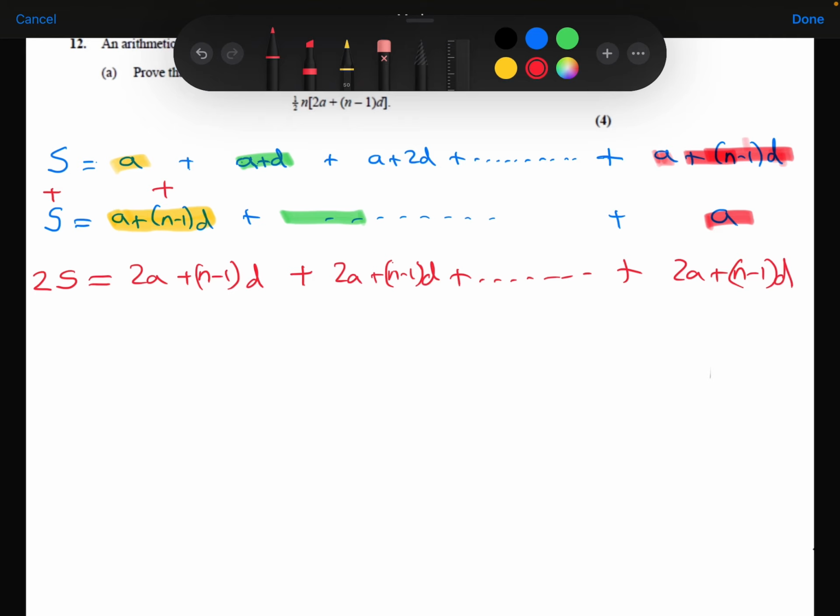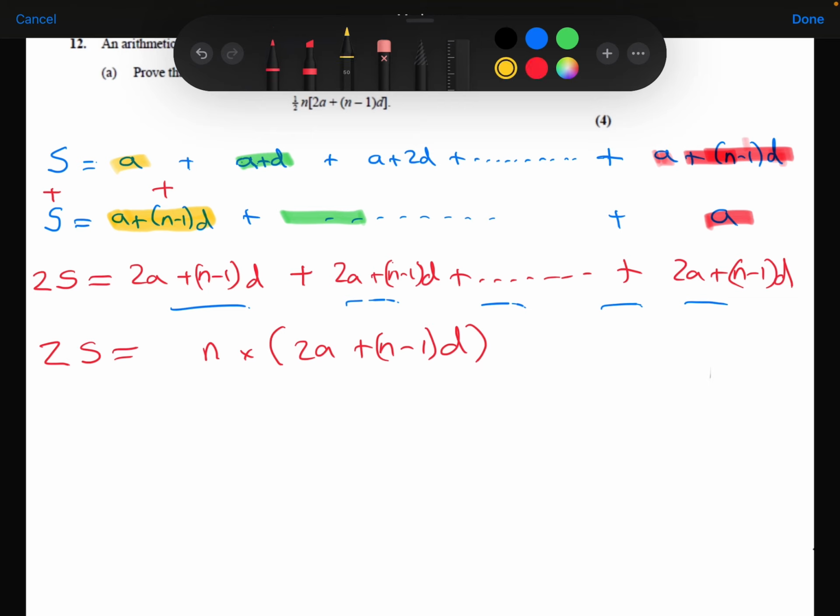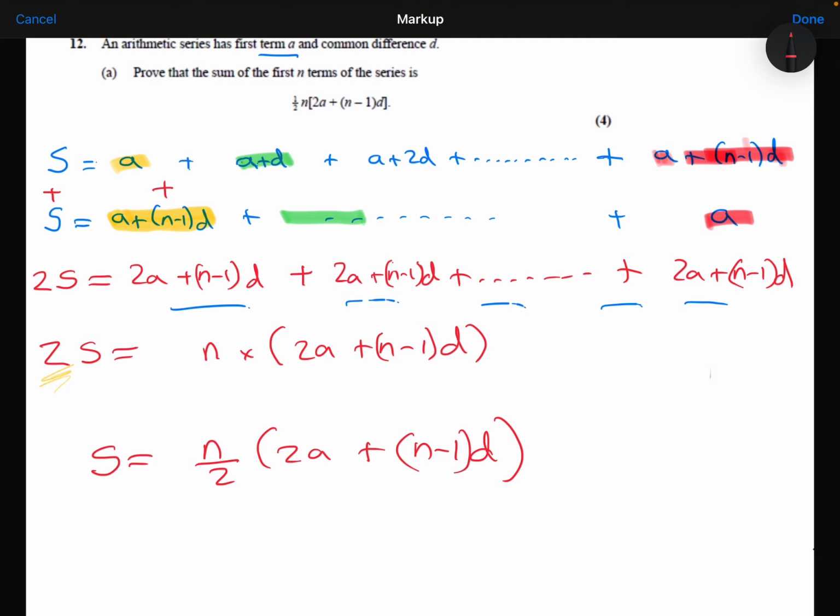Therefore, rather than adding all of those individually, I could just say that I have got n lots, because there are n terms in this sequence, n times the 2a plus n minus 1 d. Now just remember that that gives 2 lots of the sum, and I only want the sum, so I'm going to divide both sides by 2. And that is the result that we needed to prove. So that's part A of the question.